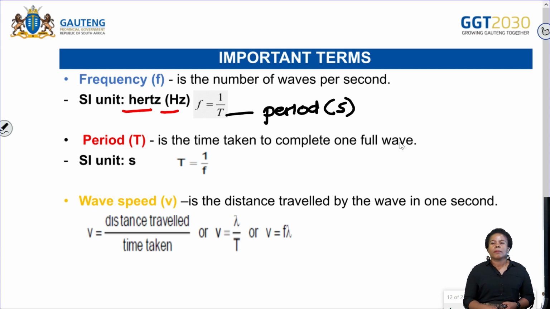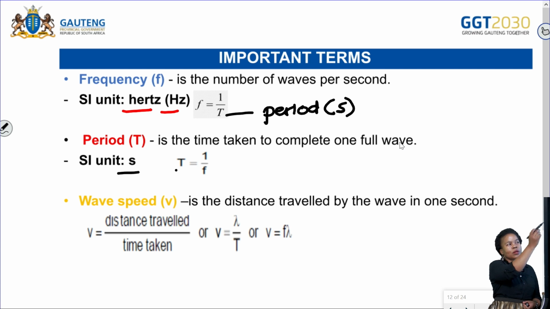Before I move on, with regards to period, most of you confuse it with just the normal time that will be given to you, because it's given in seconds. However, you should understand that it's the time taken to complete just one full wave, not the entire pattern of the waves. It is also measured in seconds, just like your time, hence the confusion. It is easier: T is equal to 1 over f, which is your period is equal to 1 over frequency. So this is the frequency.